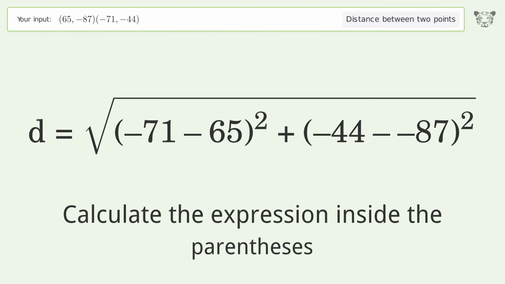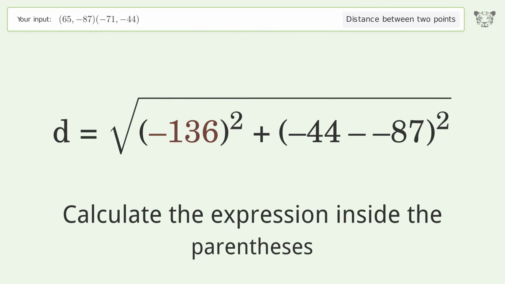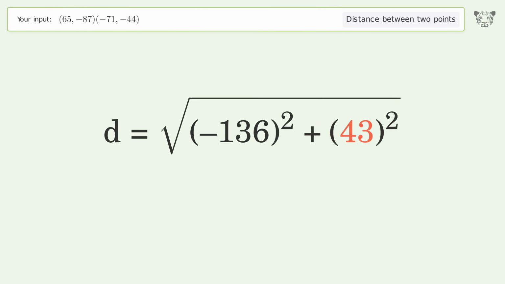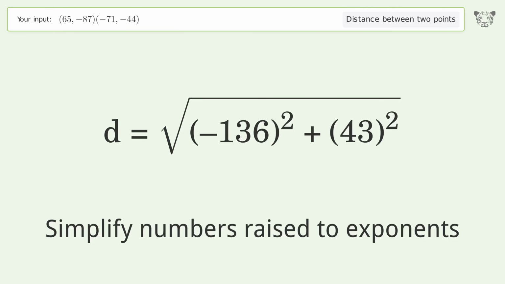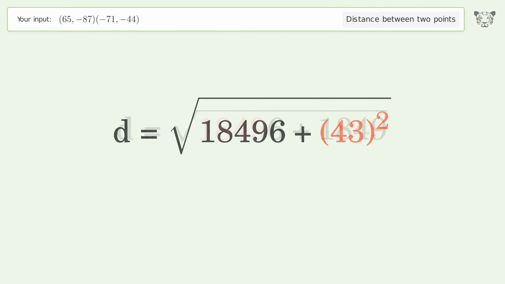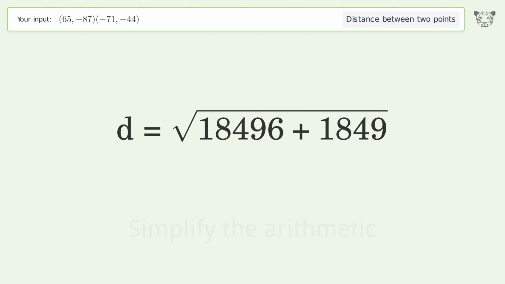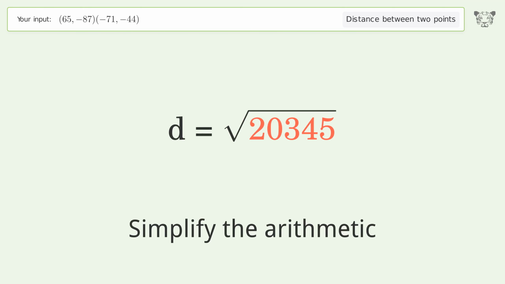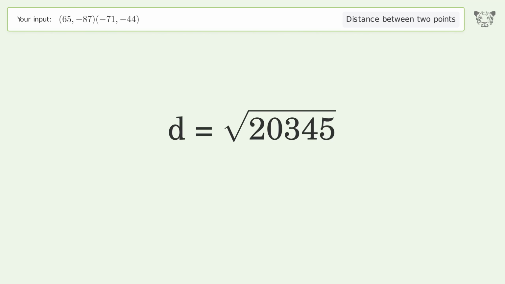Calculate the expression inside the parentheses. Simplify numbers raised to exponents. Simplify the arithmetic. And so the distance between the 2 points is the square root of 20,345 or 142.636.